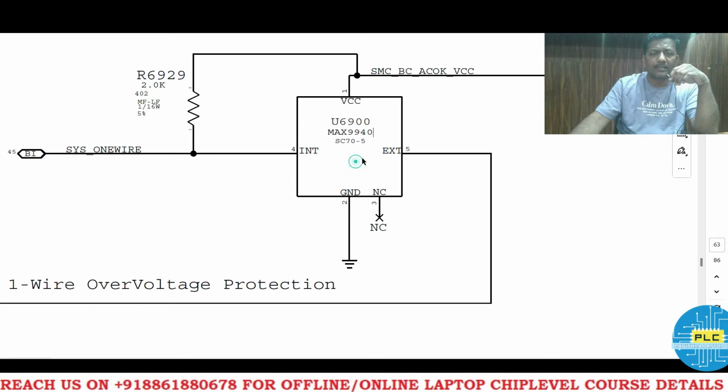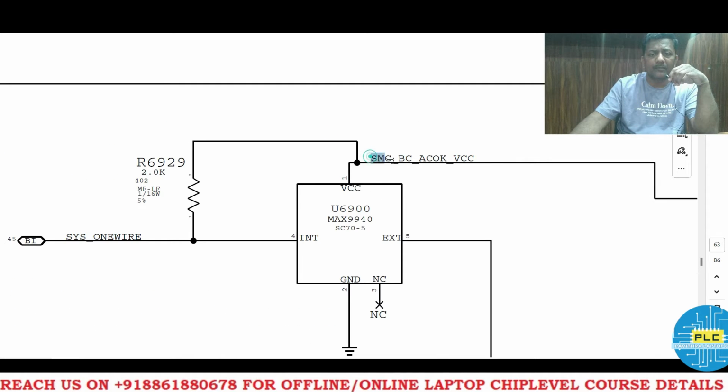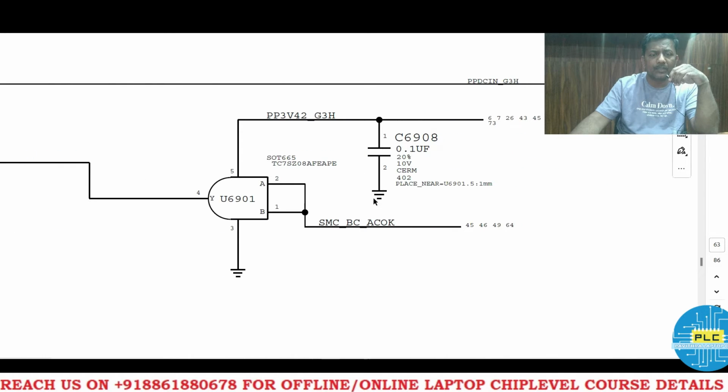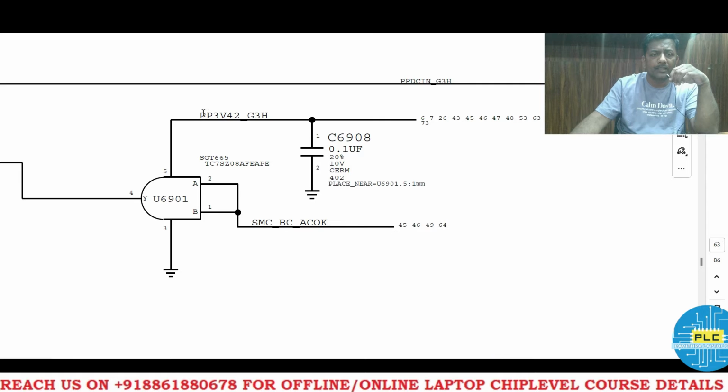For this IC, the input is coming from here. What is that input? How is it generated? See, it's PP3V42 underscore G3H. This voltage is a very important voltage. You have to note it down.